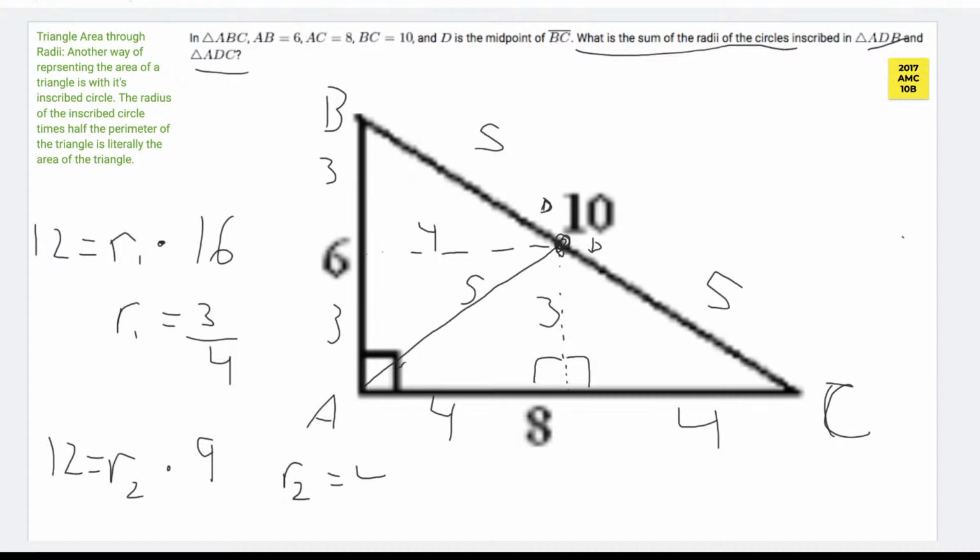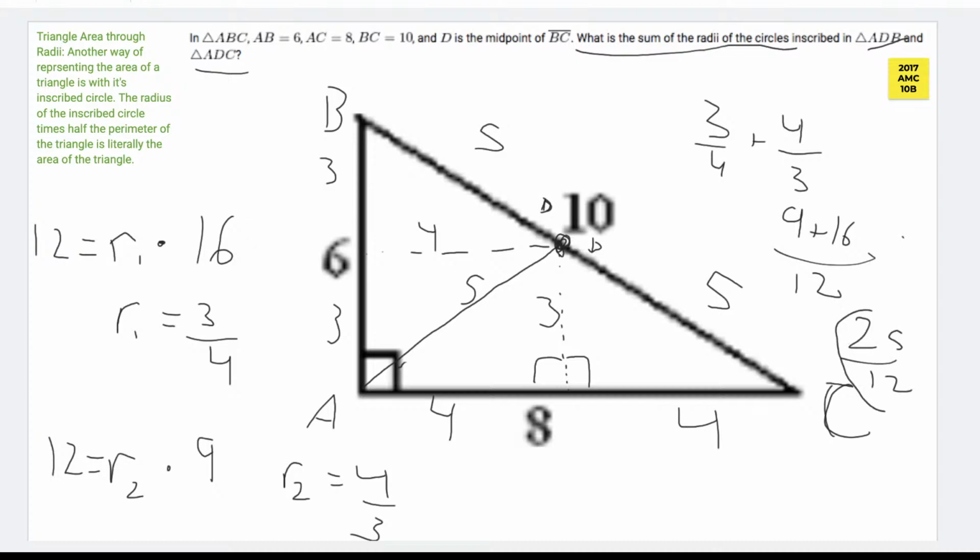And now it wants the sum of these radii. So 3 over 4 plus 4 over 3. You take the LCM first, 9 plus 16, and then you get 25 over 12, which is the answer. So this shows the importance of knowing this theorem, that the area of a triangle is also the semi-perimeter times the radius.